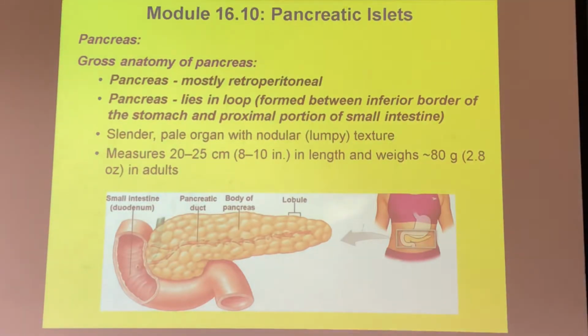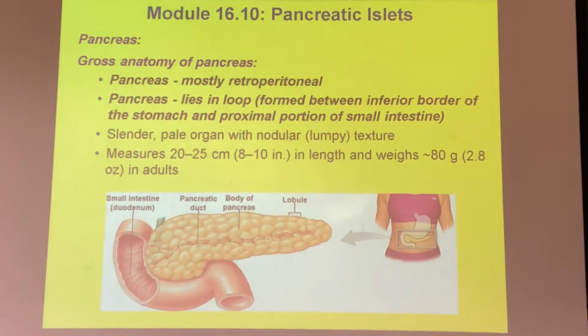Then next endocrine organ is the pancreas. The pancreas is both exocrine and endocrine because it produces hormones, but it also produces something else than hormones. Therefore, it's also called exocrine. So the pancreas is again retroperitoneal.